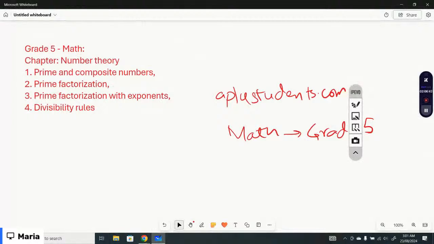We're going to start with chapter number 30, and the lessons we're going to cover today are prime and composite numbers, prime factorization, prime factorization with exponents, and divisibility rules.